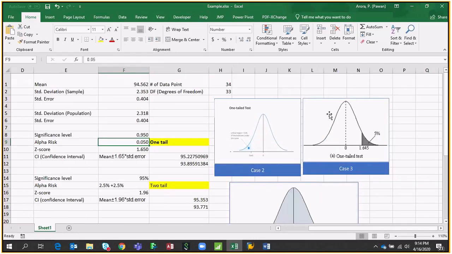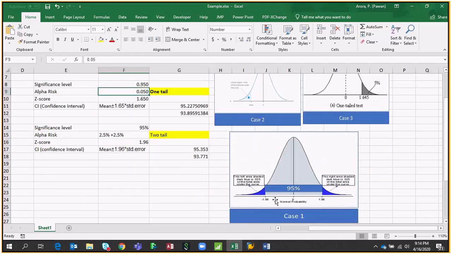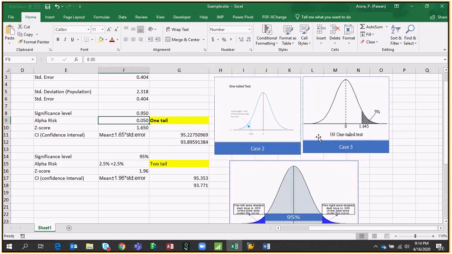You can see this diagram. This is for one tail. One tail means your 5% alpha risk may be on the right hand side or maybe on the left hand side, but it will not be on both sides. If it is on both sides, it will be a two tail test. If you can see on the bottom, we will talk about this later. Now let me talk about one tail.